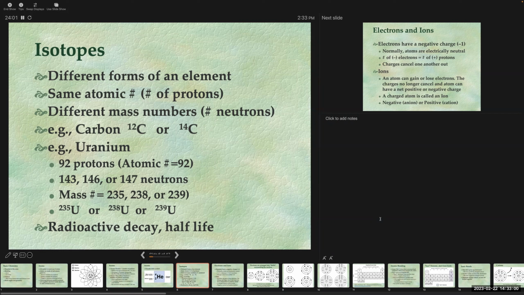So over time, carbon-14 will lose one neutron to become carbon-13. And then over time, it'll lose another neutron to become carbon-12. And then at that point, it's no longer radioactive and it's stable. The concept of half-life refers to how long it takes to lose these extra neutrons.